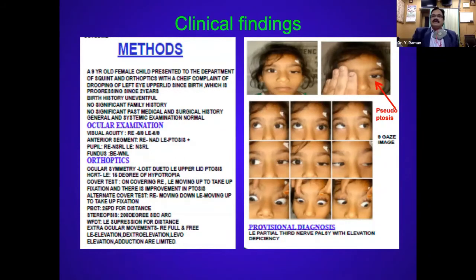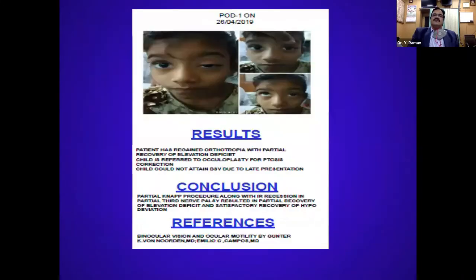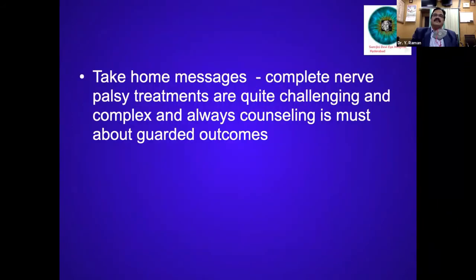We did a partial NAPS procedure. Again, a full tendon LR is transposed to the superior rectus muscle. And postoperatively, the ptosis disappeared and we achieved orthotropia.